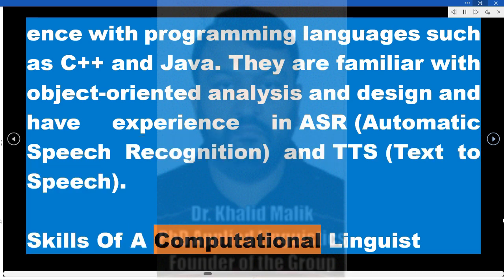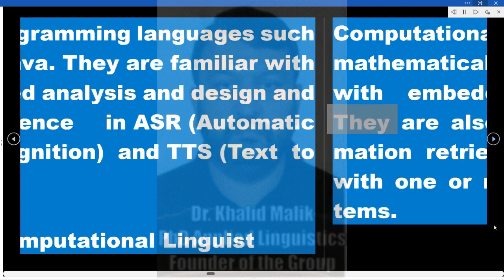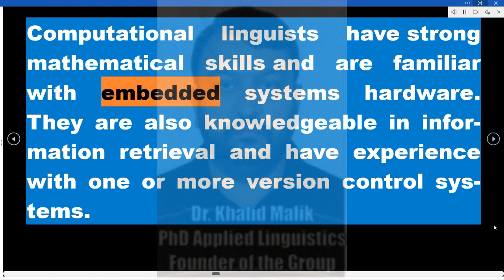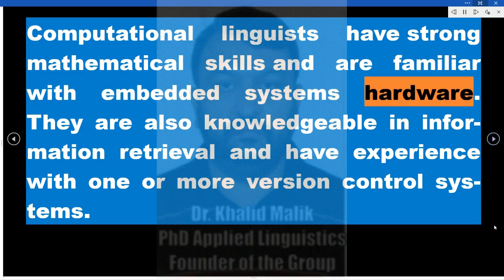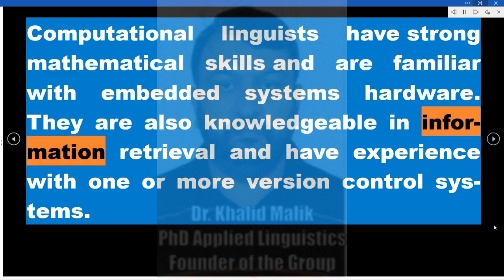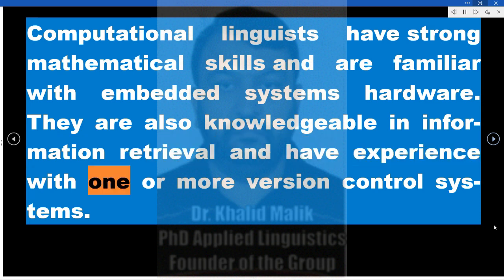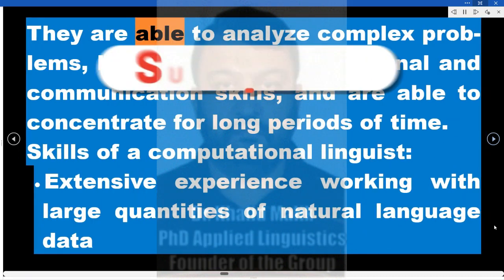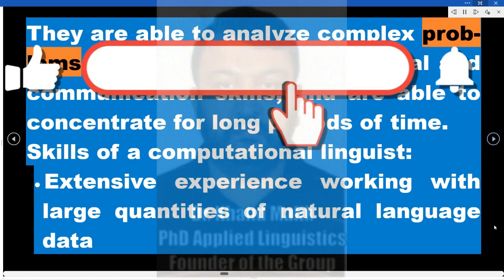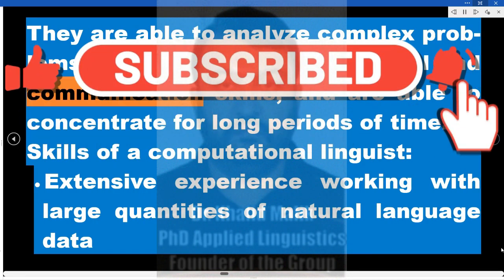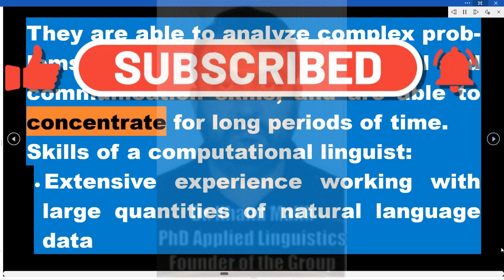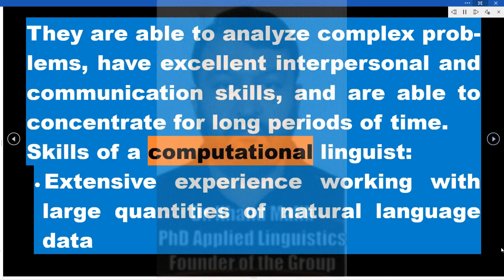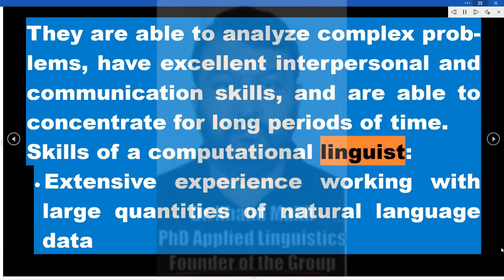Skills of a computational linguist. Computational linguists have strong mathematical skills and are familiar with embedded systems hardware. They are also knowledgeable in information retrieval and have experience with one or more version control systems. They are able to analyze complex problems, have excellent interpersonal and communication skills, and are able to concentrate for long periods of time.